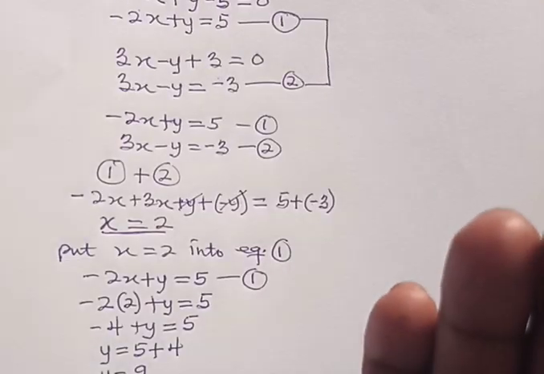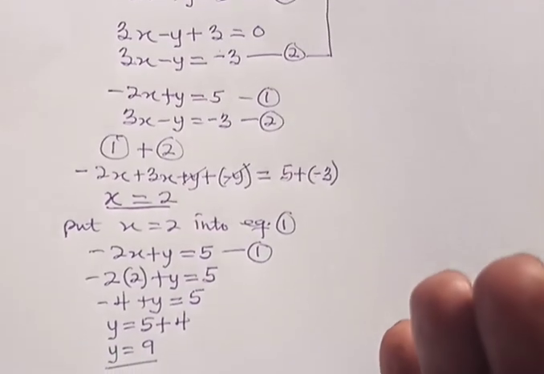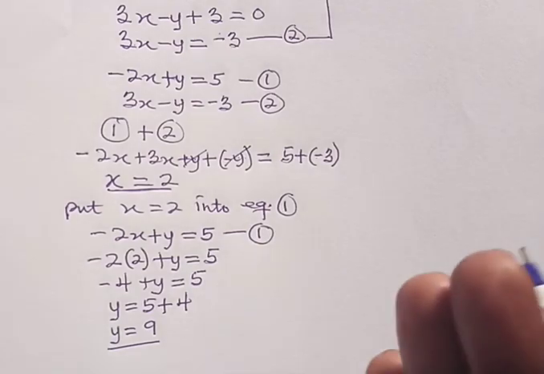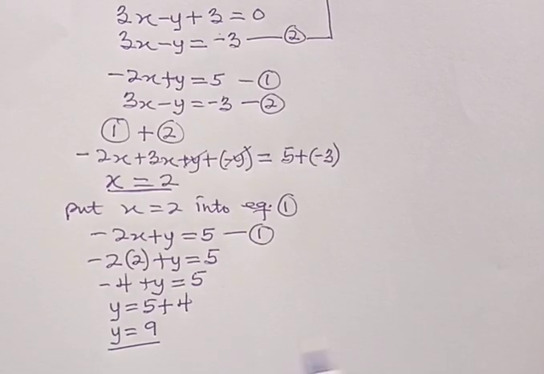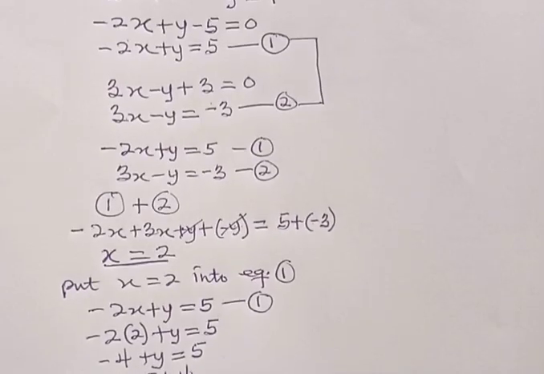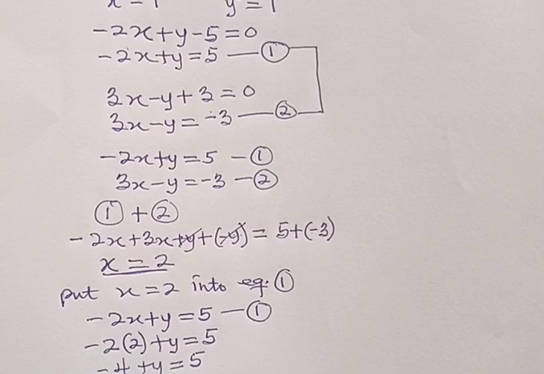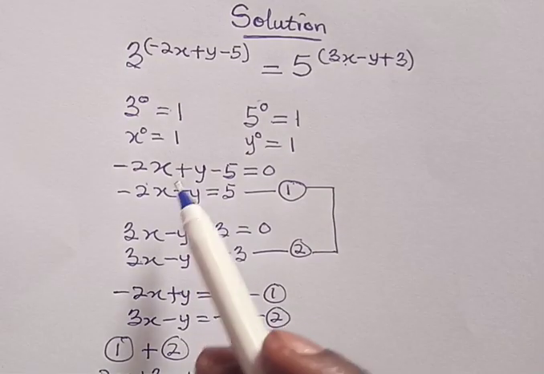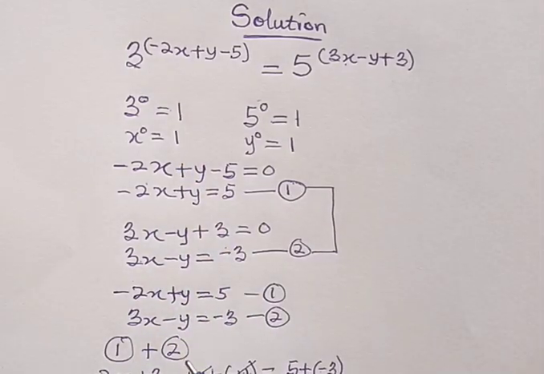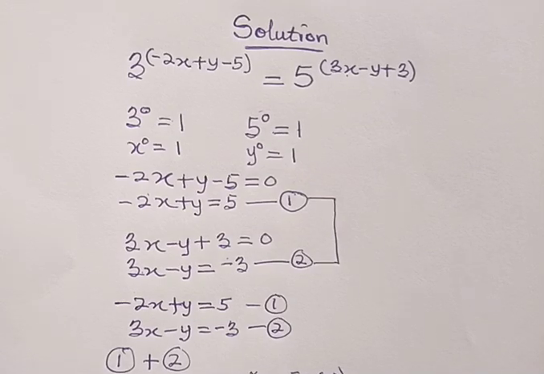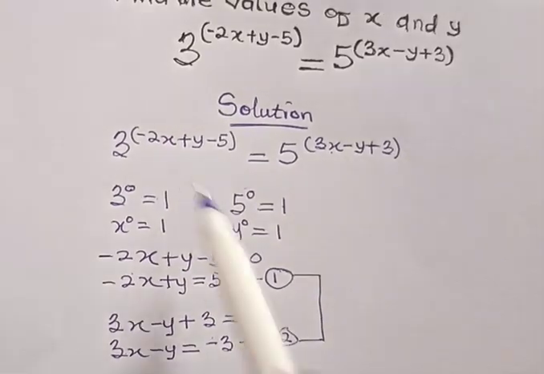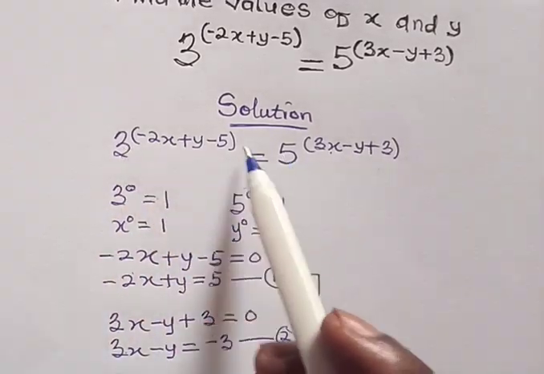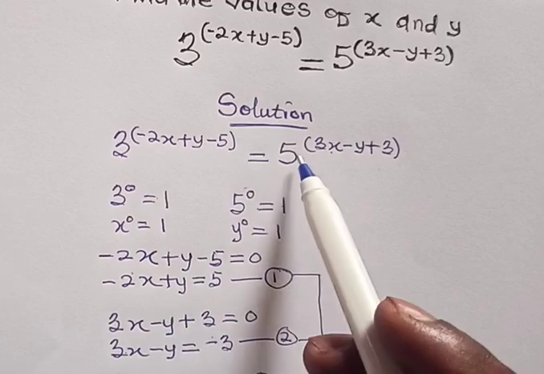So you see, very simple. So situations like this is how you can go about it. I know there are other ways you can also use to solve this question. So when you finish, you can substitute the values of x and y. We got x as 2 and y as 9. You can substitute them into the whole question and see whether you get the same. If you don't get the same, then you are wrong.